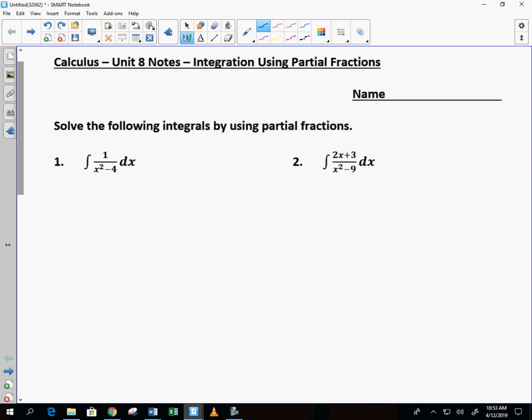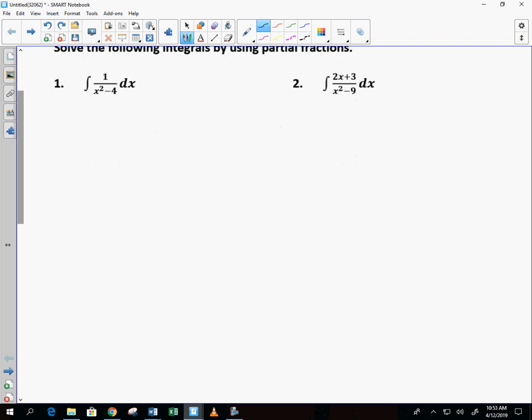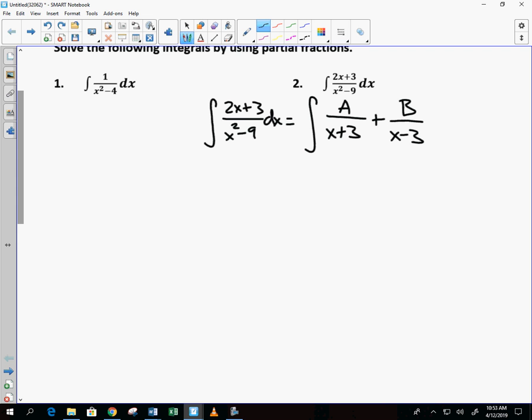So these guys have seen integration by partial fractions as well this year, right? Let's give you a nice little introduction to help you out. Yep. So, all right, let's go. I'm going to say that this comes from some other integral, namely that the integral of 2x plus 3 over x squared minus 9 dx is equal to the integral of some A value over x plus 3 plus some B value over x minus 3 dx. I just have to figure out what A and B are.